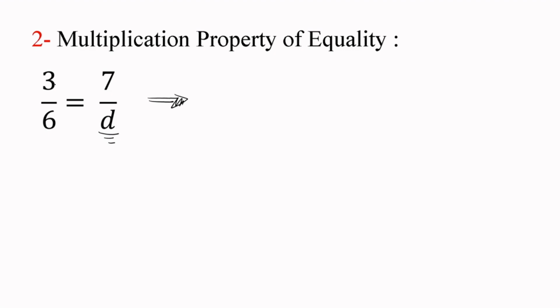The first one is 3 over 6. I'm going to make that 6 over 3. The second one is 7 over d. I'm going to make that d over 7. Really easy. Then I can solve it really easily. I want to make the coefficient of d 1. How? By multiplying it by 7.